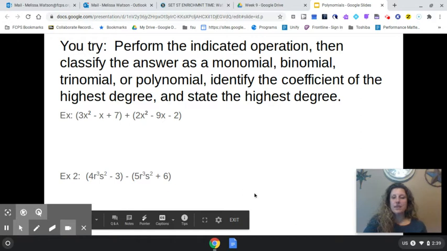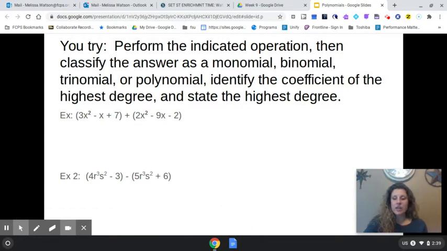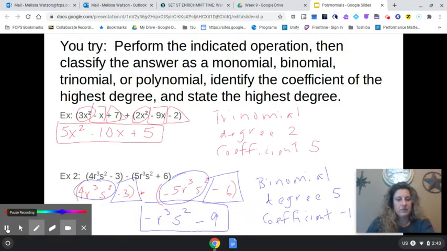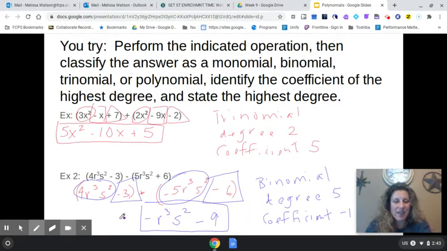Okay, the last slide in today's lesson is a you try. It's very similar to the last one that we did together. So take a look, see if you can find the answers to those examples, and pause the video here, work those out, and then unpause the video when you're ready to reveal the answers. Okay, hopefully you've had enough time to look at those.